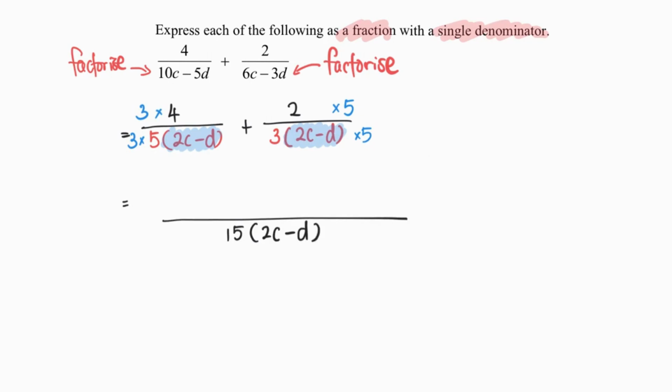And I would have 12 plus 10. Final answer, 22 over 15 times 2c minus d.